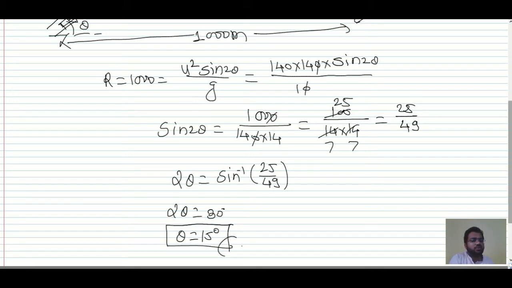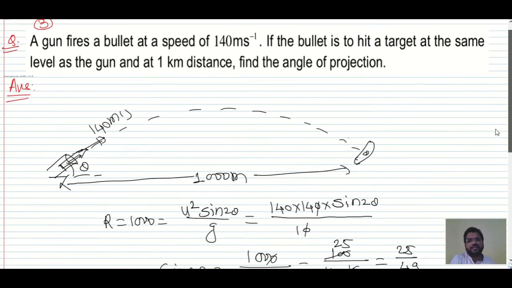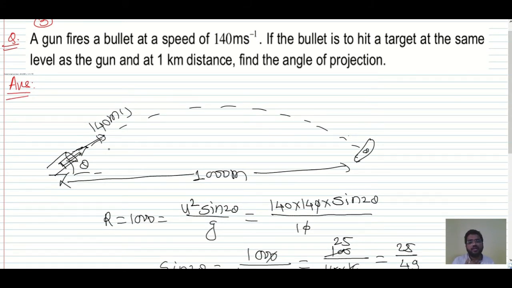So if you project this, if you have the gun at an angle of 15 degree, then this bullet will hit the target which is at the same level and at a distance of 1 kilometer. So I hope this is clear. This is how you need to solve the questions.